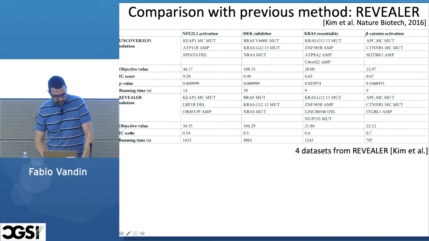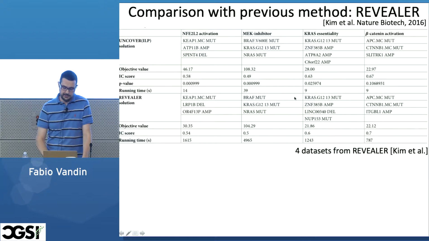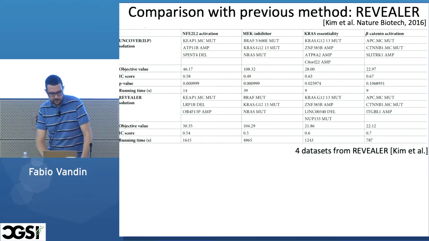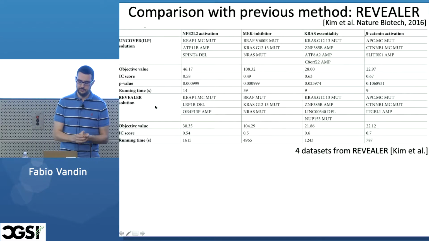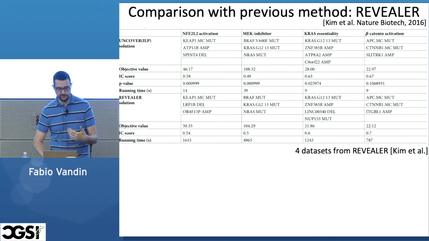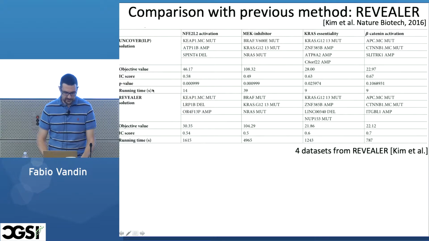Okay, so what this table is showing is, for 4 different targets that were used in the Revealer paper, the solutions reported by our method Uncover, in particular using the ILP, and the solutions obtained using Revealer. We report here the objective value of our problem, the IC score, which corresponds to the information coefficients, that is essentially the weight used by Revealer in trying to identify this set of genes, and the running time of the two methods. And there are some interesting observations.